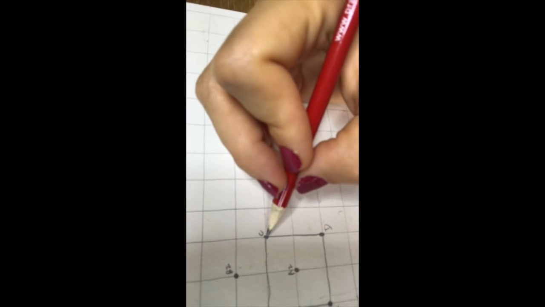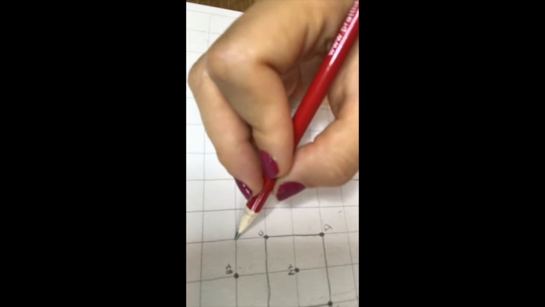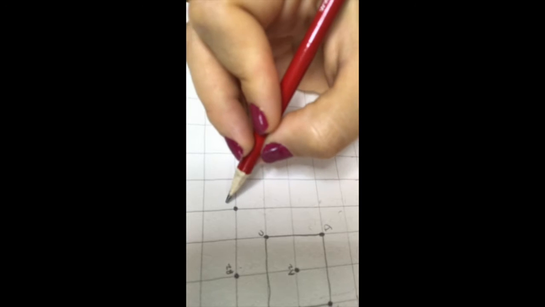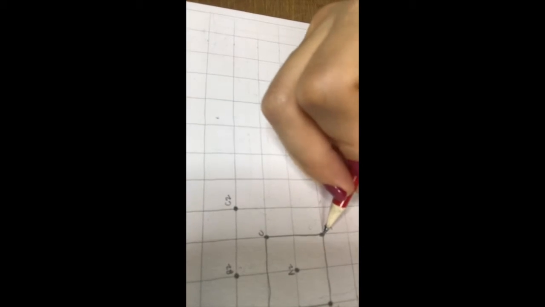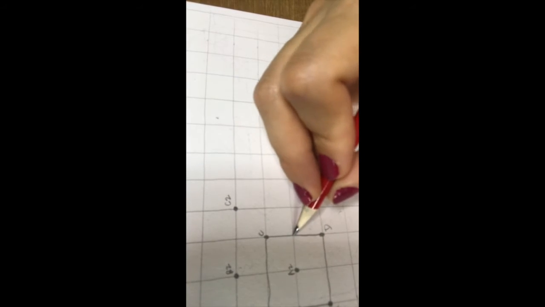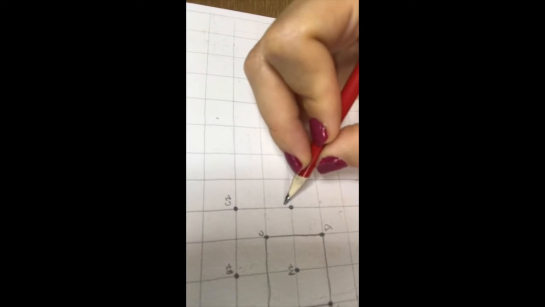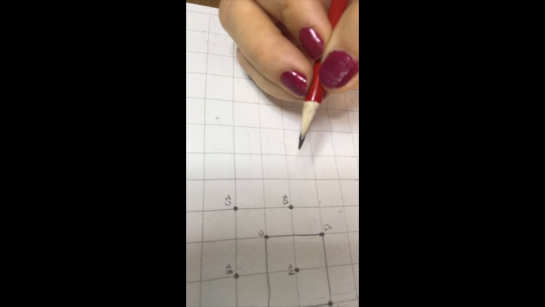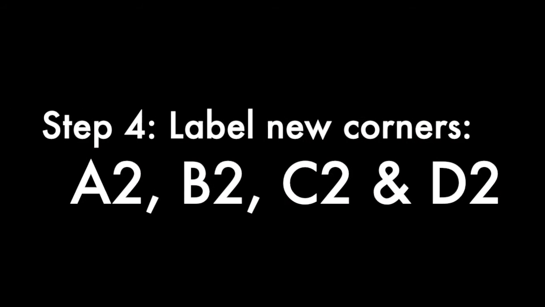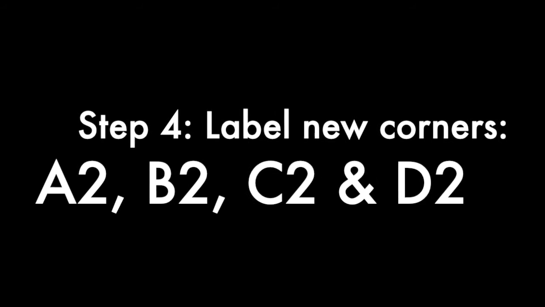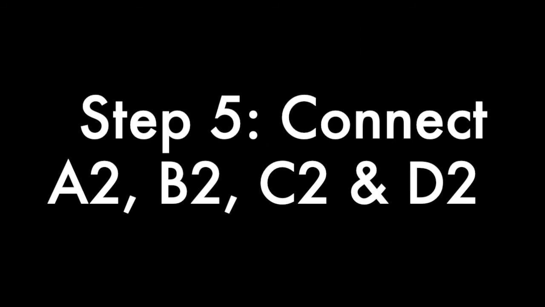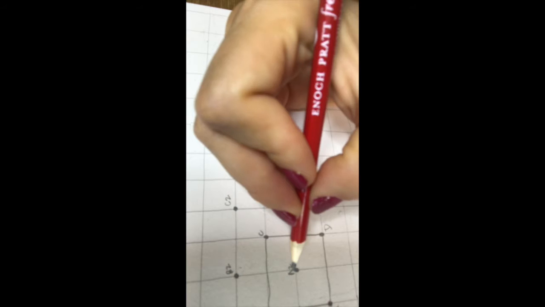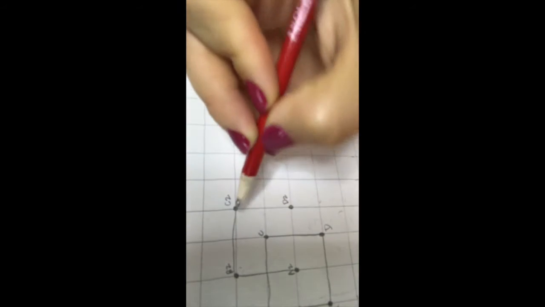shape. And now with C, I'm going to move up 1 and to the right 1, and this is now corner C2 for my second shape. And then for my last corner, D, I'm going to move up 1 and to the right 1, and that is my corner D for my second shape. So you can start to see that your second shape is already forming. And I want you to connect your dots of your second shape.